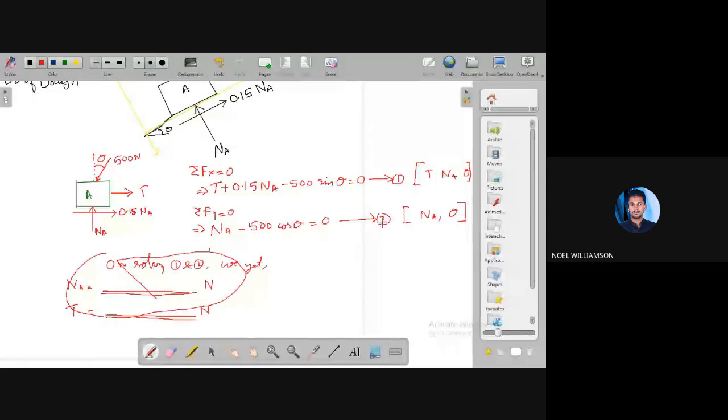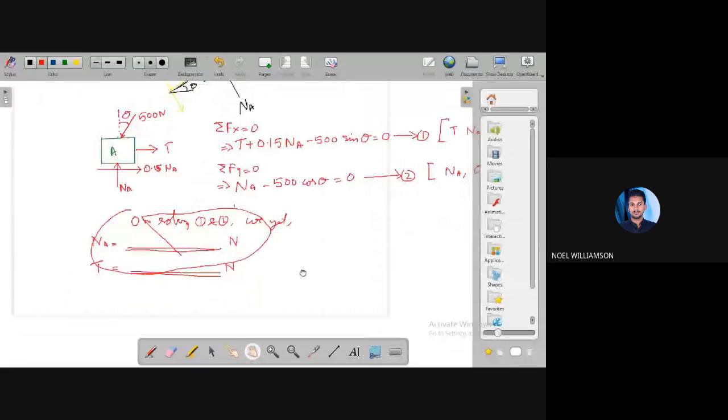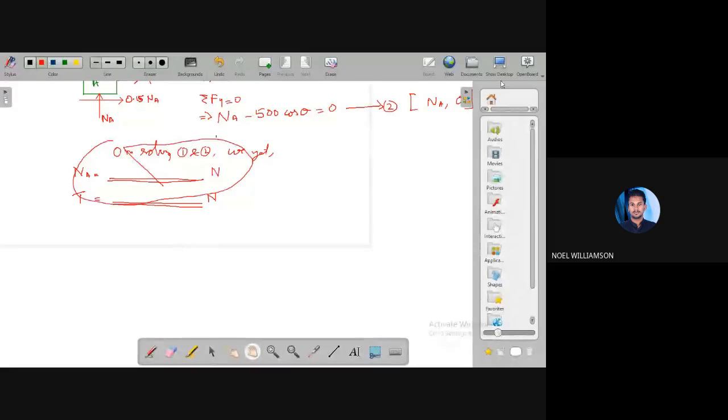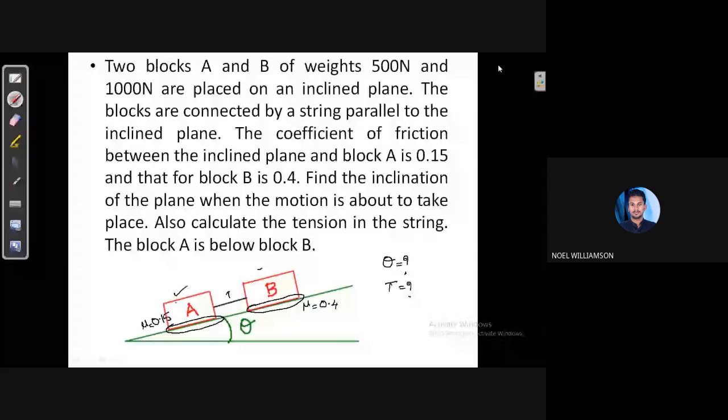So now we will consider the free body diagram of B also. Okay. So for B, what are the forces acting? That is a weight, which is 1000 Newton, then the tension, then the normal reaction. Here there will be a normal reaction, and B is moving towards the downward position. So the friction will be acting in the opposite direction.